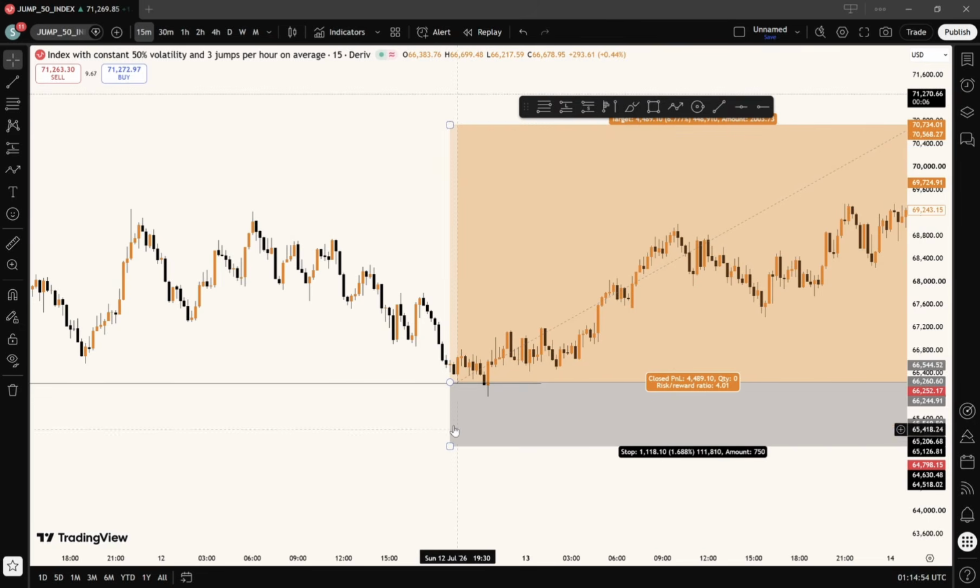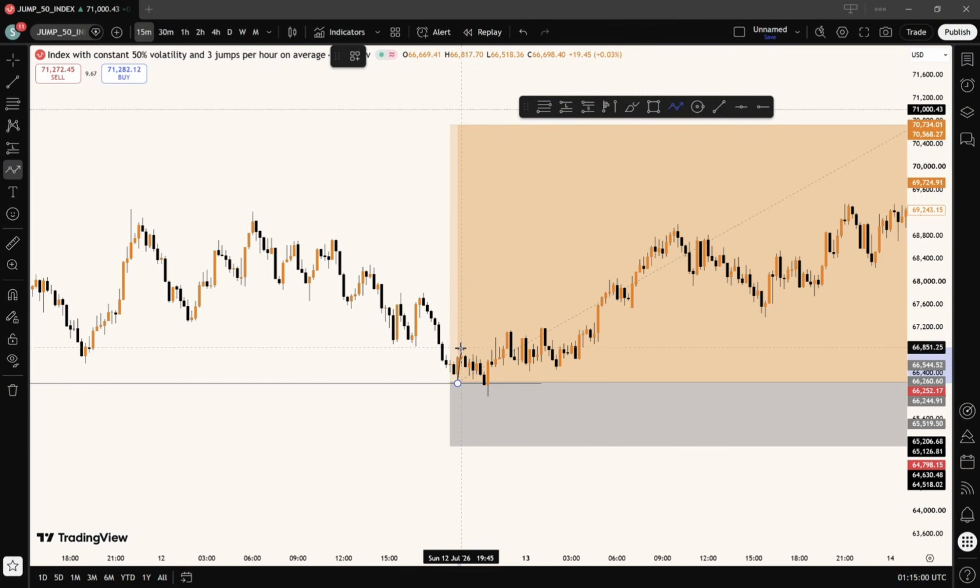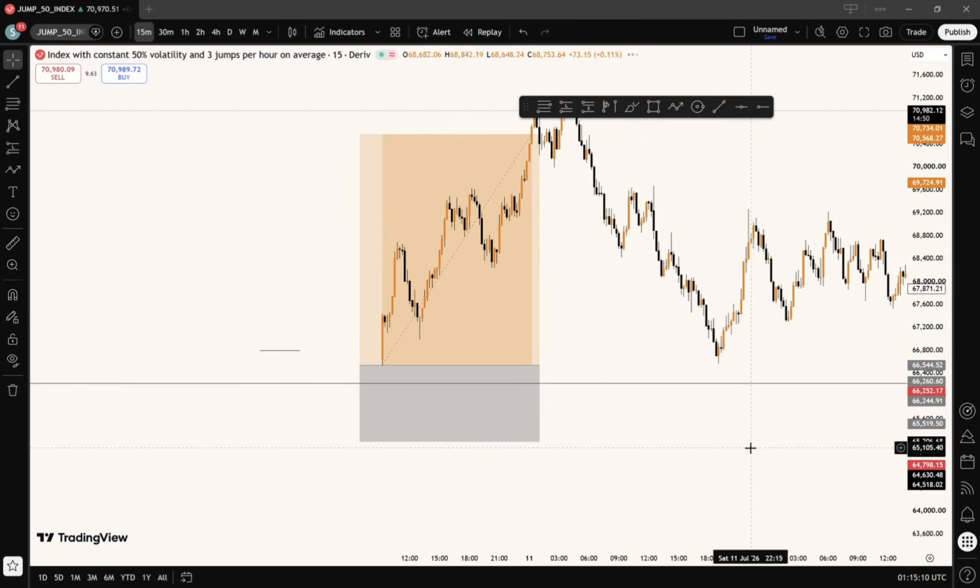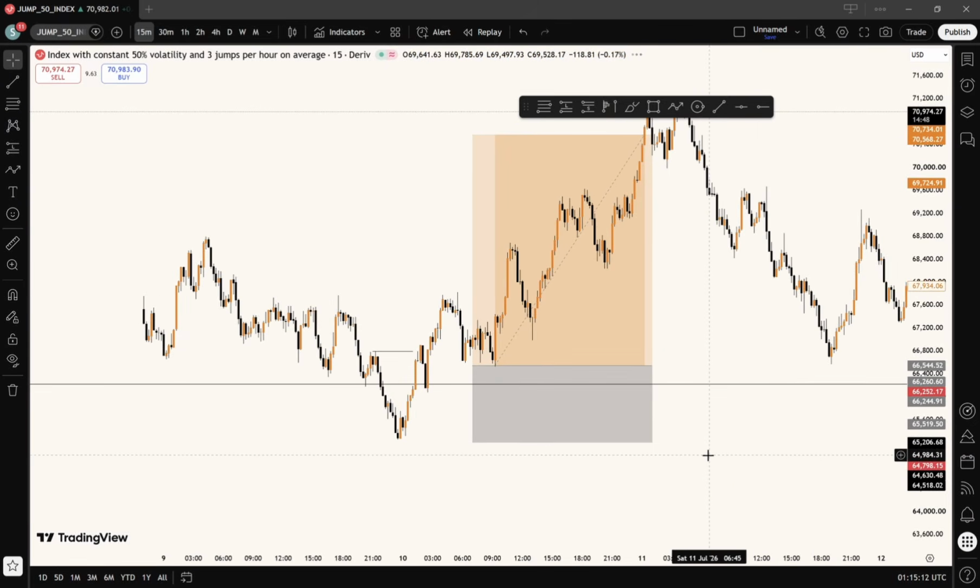Here, where let's see, price tapped the POI, went back up, swept that particular liquidity or inducement, then broke above, then price came back down, then blast up. That is basic market structure shifts.